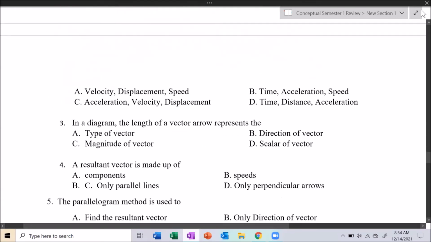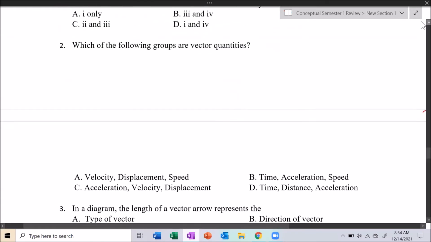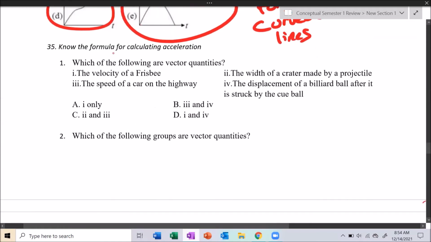And we're back. In number 34, they ask you which of the following are vector quantities. I literally cross off the ones that aren't, and I circle or underline the ones that are. Velocity is a vector. Speed is not. Width is not. Displacement is. So all you have on that is I and IV, or 2 and 4. Select letter D for that answer.